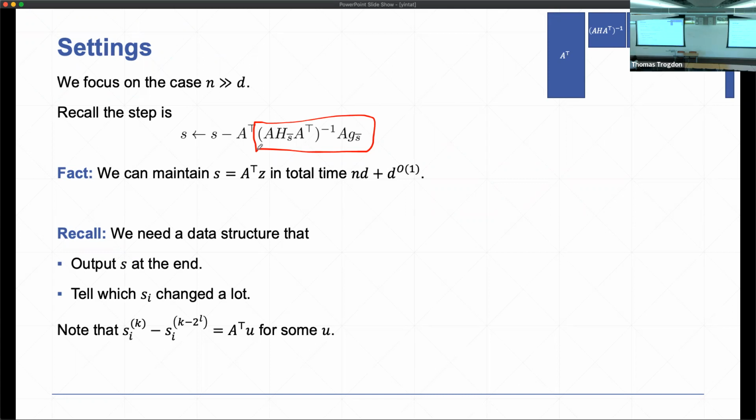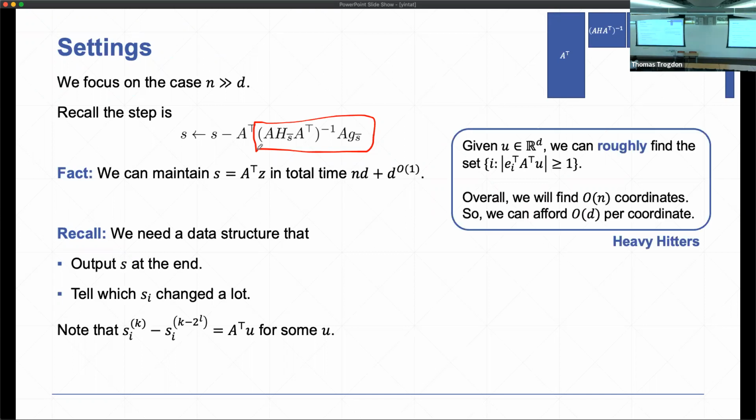And there are a few key observations. The first observation is if you have two iterations, iteration k and iteration k minus something, you want to subtract them. It's easy to subtract because you just subtract the two c vectors, you get something u, and you still maintain it in this implicit form. So you can subtract vectors, but the problem is just to detect which coordinates change a lot. Detecting which coordinates change a lot is the same as subtracting two vectors and telling which coordinates are large in this A transpose u.